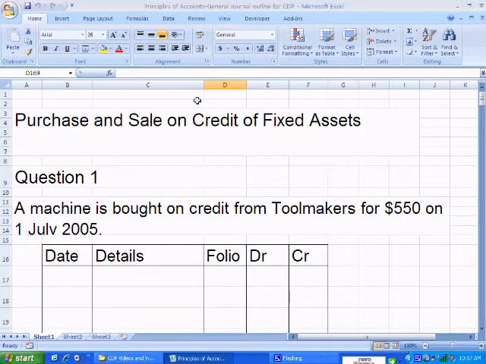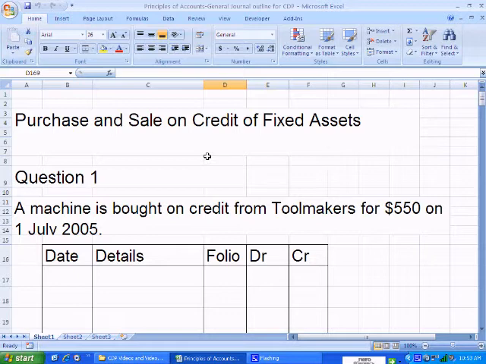Alright friends, we're now going to look at how to make entries into the general journal. Different entries can be made into the general journal. Some of the main uses of the general journal are: 1. Opening entries, the entries needed to open new sets of books. 2. The purchase and sale of fixed assets on credit. 3. The correction of errors. 4. The writing off of bad debts and other items, which includes closing entries and adjusting entries.